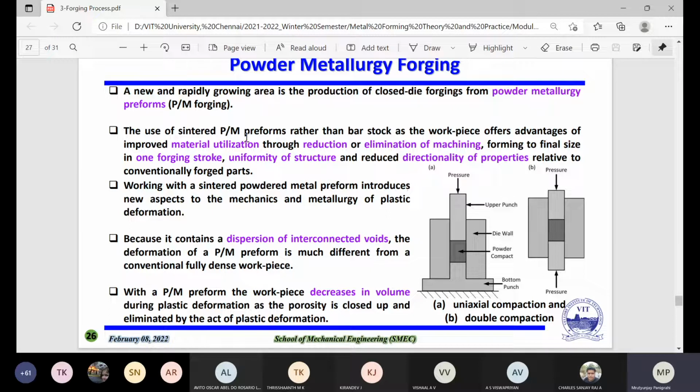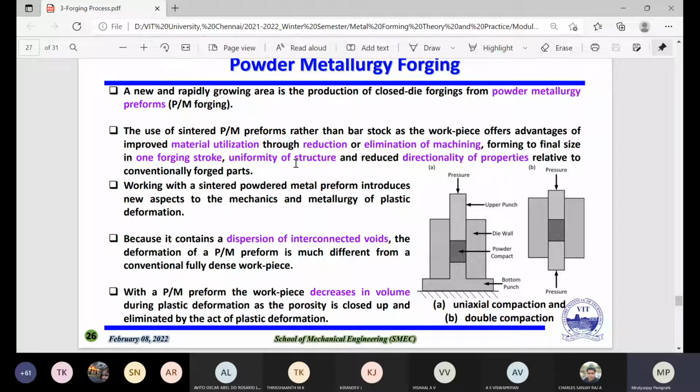So here, part of the benefit we are getting is improved material utilization. We are going for the elimination of machining, because machining takes a lot of time, and the equipment is expensive. Then you need a bigger space, whereas here you need a small space. Forming to final shape in one forging stroke. For example, if you want to go for 10 kilonewton or 20 kilonewton, in one stroke you can make it. And the third one is the uniformity of the structure, because this is powder.